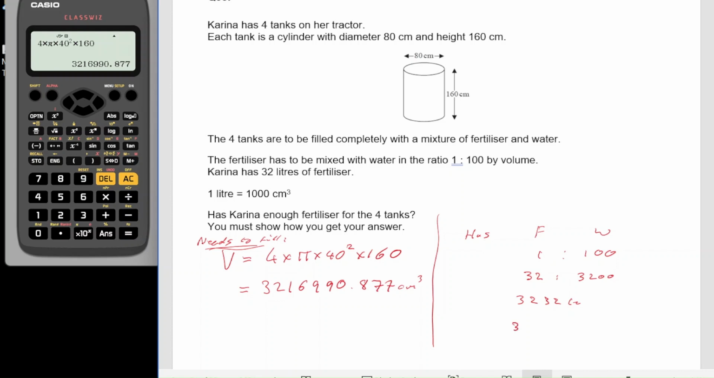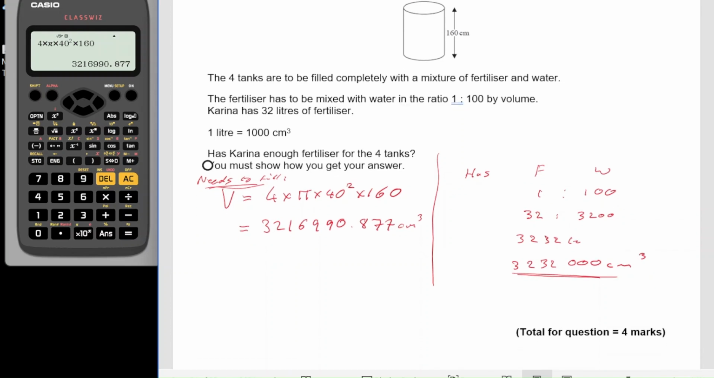So she's got 3,232,000 centimeters cubed. So she has got enough. So does she have enough? Yes.